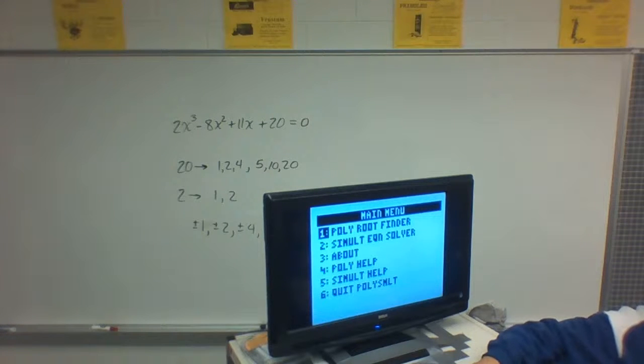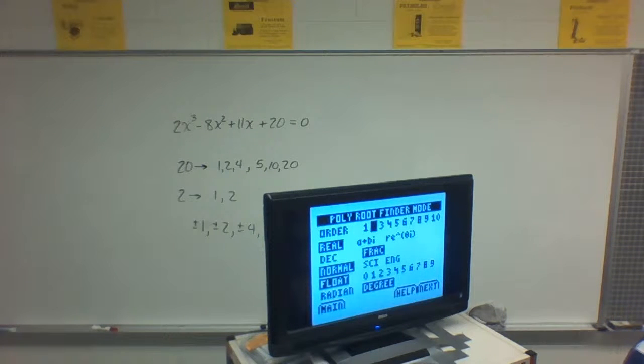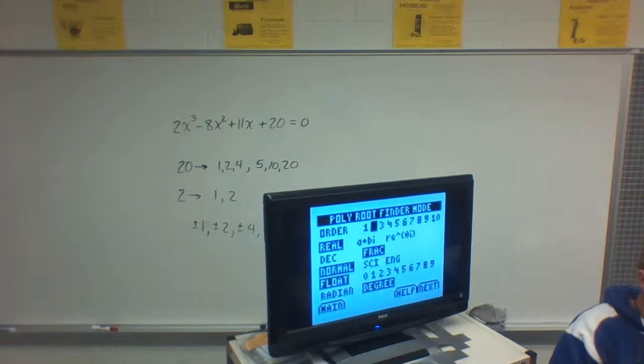That's short for polynomial zero finder. It finds them all at once instead of finding them one at a time like we just did on the graph. So you choose that, and this means the order, the degree of the polynomial. It's a 3, so we go over to 3.